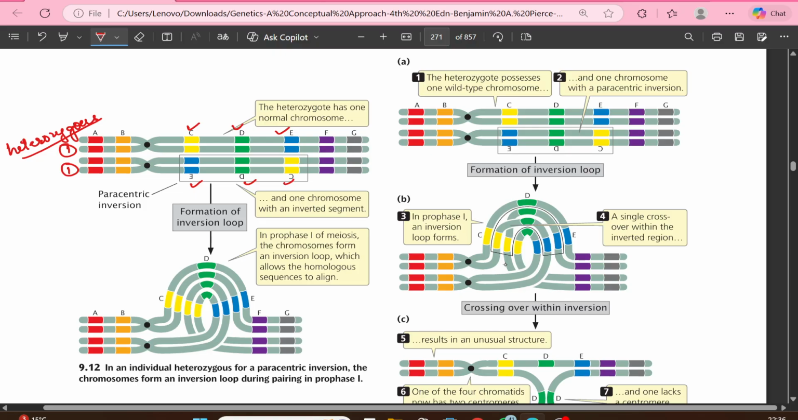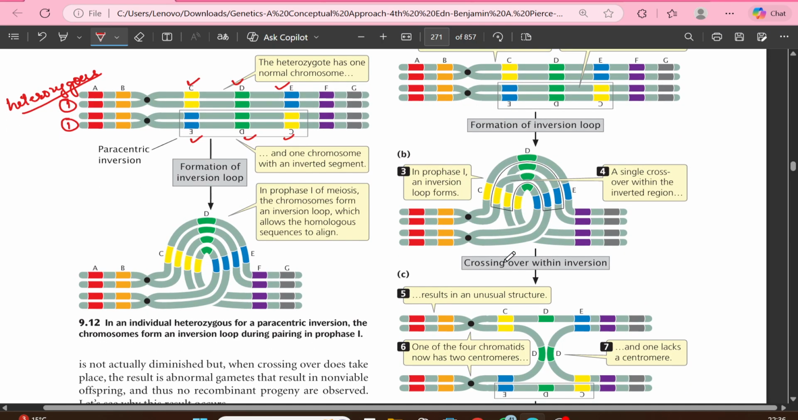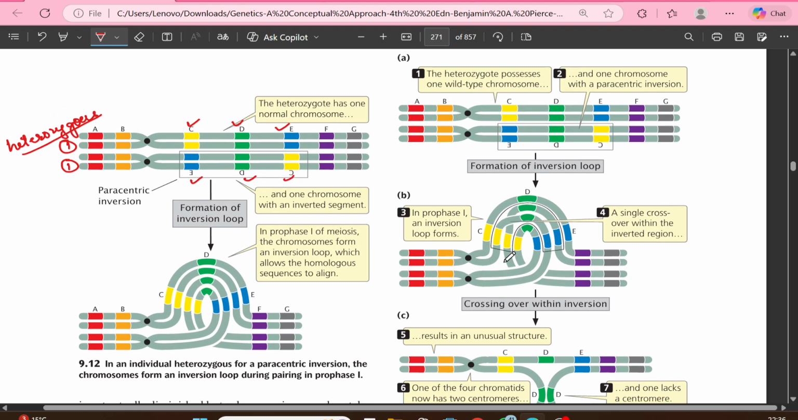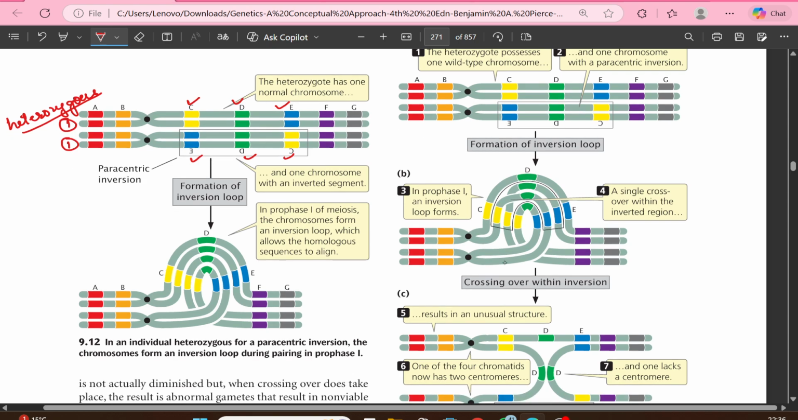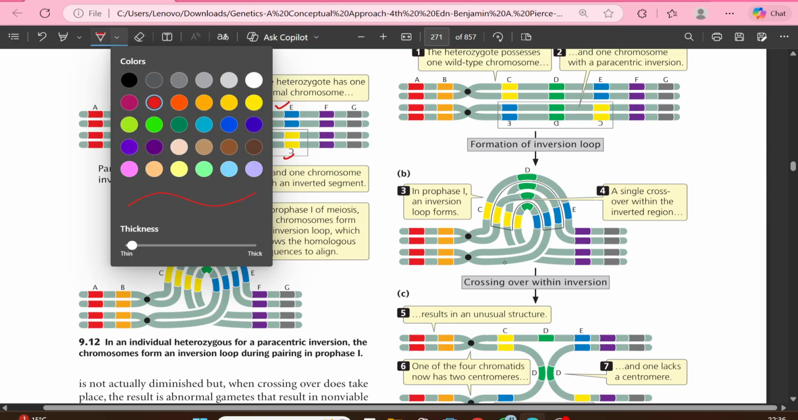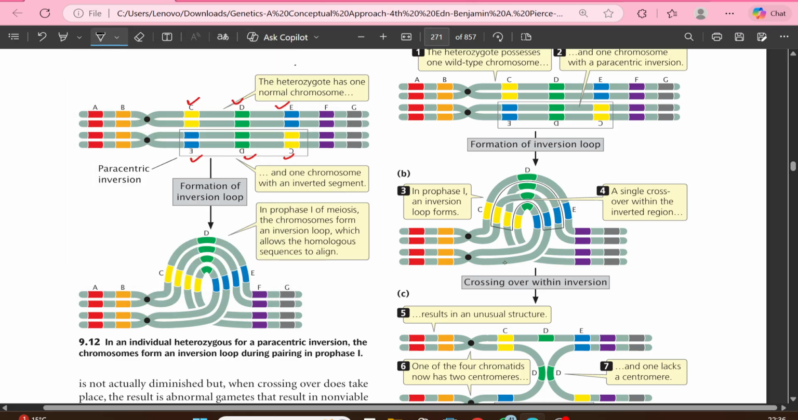Now what happens is these two have to align together, and after this they need to do the crossing over. So how will they do the crossing over? In prophase 1 they have to align themselves. Now see, this has CDE in the reverse sequence. Let's name this chromosome 1A and this one 1B. Now 1B has the inversion here. Now they have to arrange themselves into 1A and 1B.